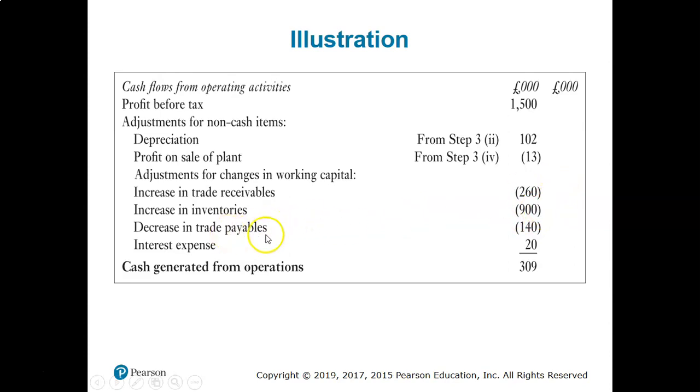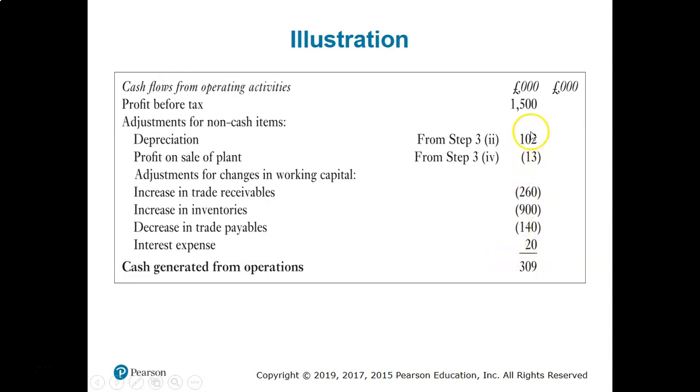Decrease in payables. Decrease in payables means what? We paid payables. So if you pay accounts payable or trade payables, your cash is decreased, so you have to deduct it. Interest expense, if you paid interest, what will happen? Interest expense is 20, so it's 20,000, so it's adjusted with the profit, right? Because of interest, the profit is actually reduced. Now we have to add it back.